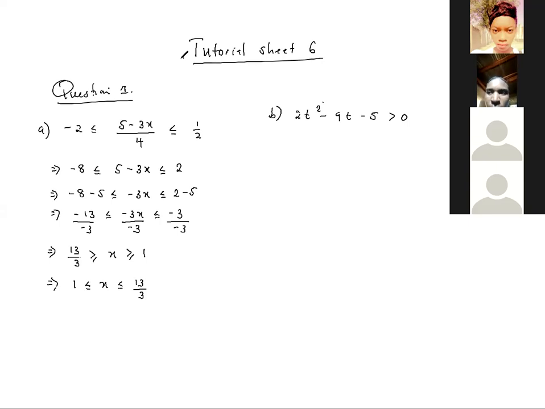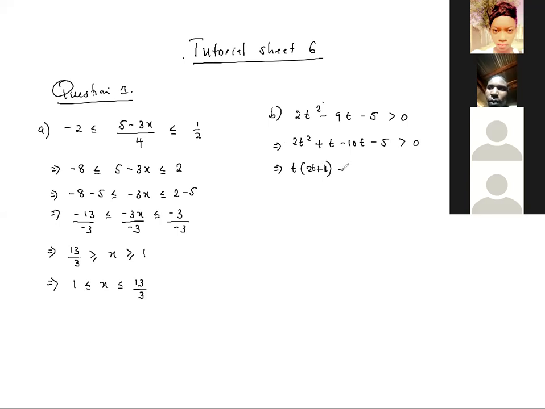Okay, so we have 2t squared minus 9t minus 5 greater than 0. The quadratic on the left is factorizable, so we'll have to factorize it. If you do so, you have 2t squared plus t minus 10t minus 5 greater than 0, because if you multiply 2 by -5, you get -10. Then your sum will be -9, so your factors will be 1 and -10, so that you factor out t here and remain with 2t plus 1.